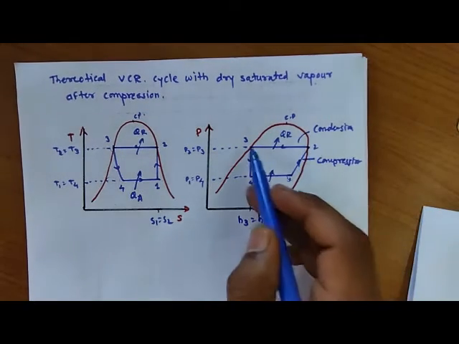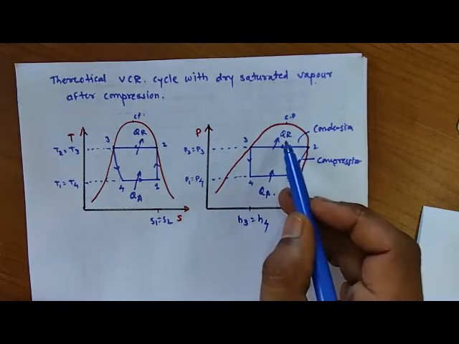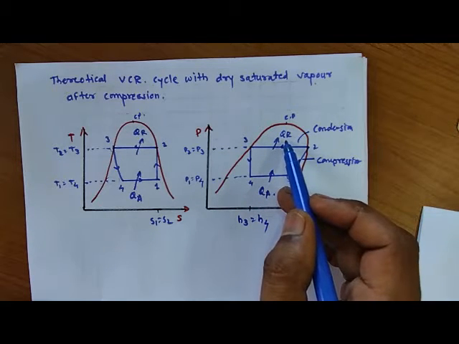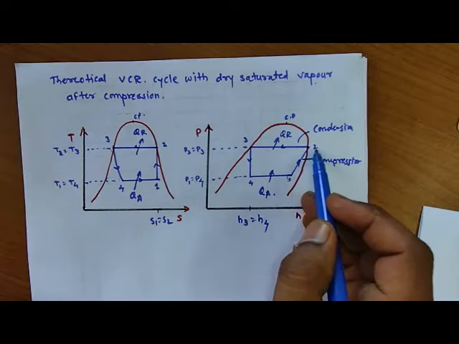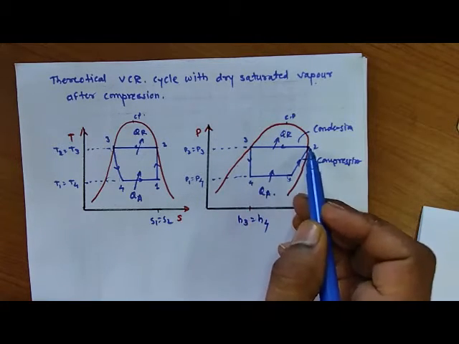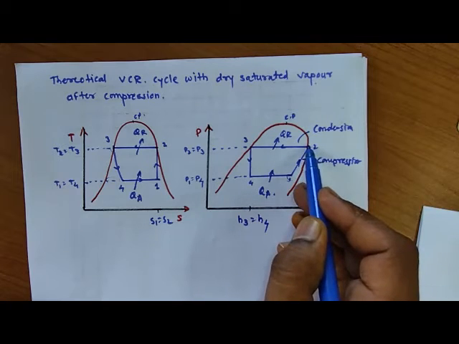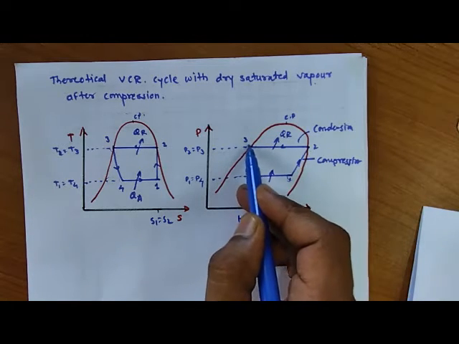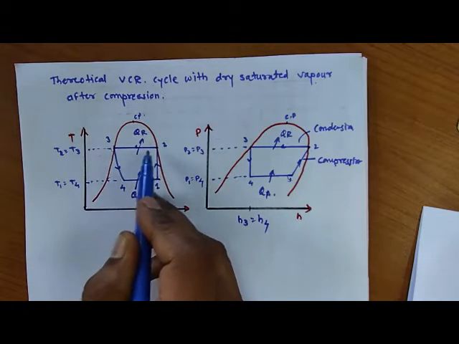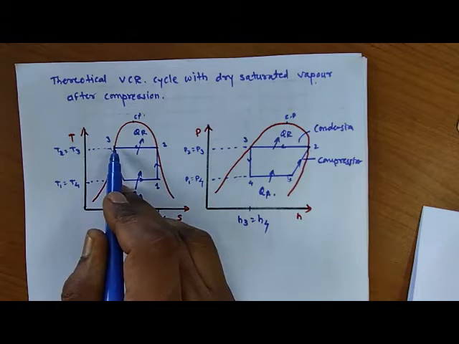So 2 to 3 process is condensation. So here latent heat of condensation will be rejected by the refrigerant, and the gaseous refrigerant will be converted into liquid form. So that's why the process will start from the saturated gas line and end at the saturated liquid line. Same again here. Okay, so this 2 to 3 is the condensation process.